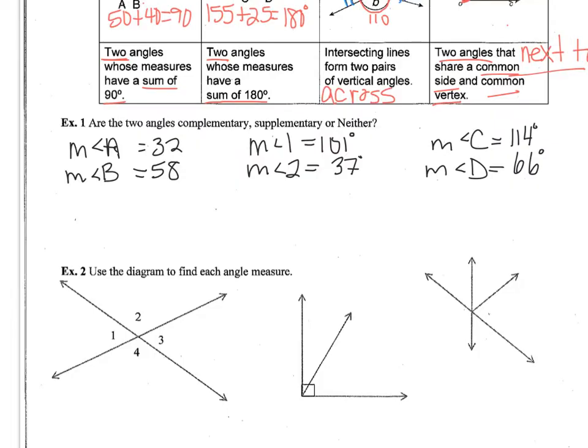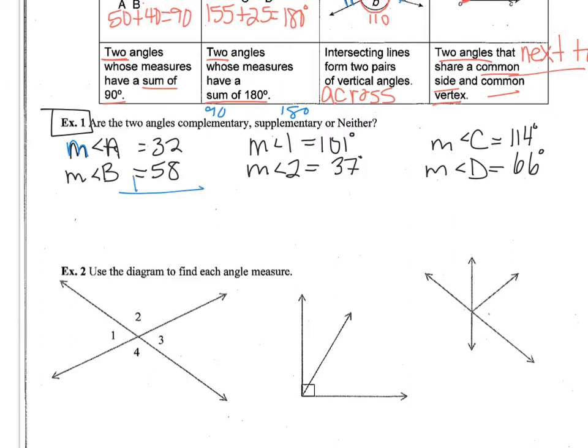Okay, on example 1, I've written down a couple of examples, so if you would pause and jot these down for me, that will be helpful. The M stands for measurement. The measurement of angle A equals 32 degrees. The measurement of angle B equals 58 degrees. What we're trying to do is determine if these 2 angles are complementary, supplementary, or neither. Complementary is the 90 degrees, supplementary is 180.